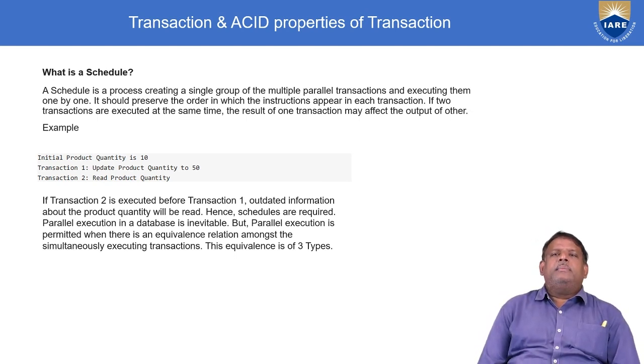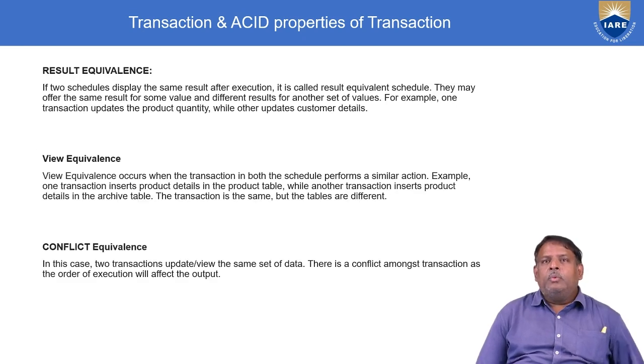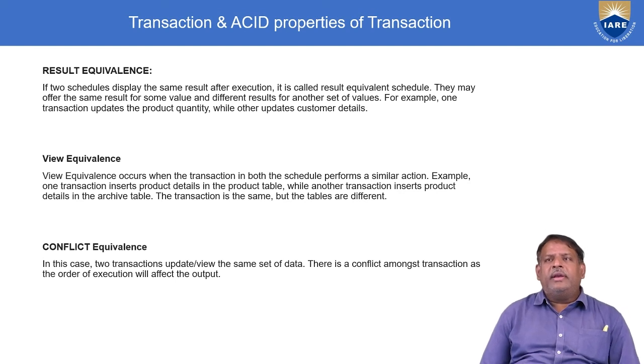Parallel execution in the database is inevitable, but parallel execution is permitted when there is an equivalence relation among the simultaneously executing transactions. This is of three types. One is the result equivalence. If two schedules display the same result of execution, it is called a result equivalent schedule. They may offer the same result for some values or different results for another set of values. For example, one transaction updates the product quantity, the other updates the customer details. This is the result equivalence.